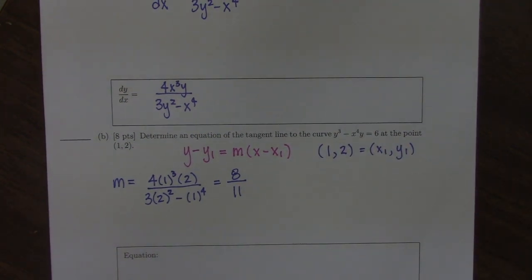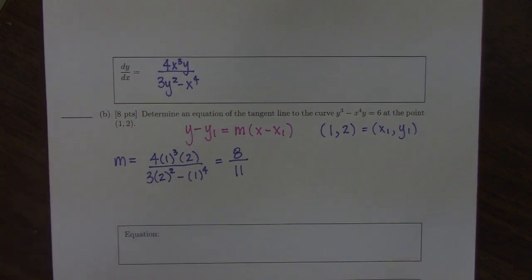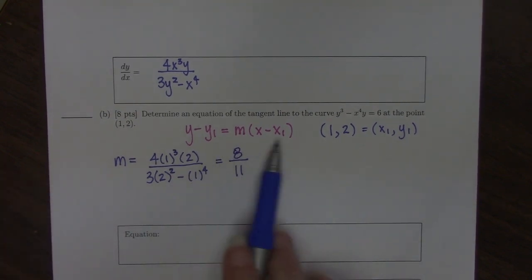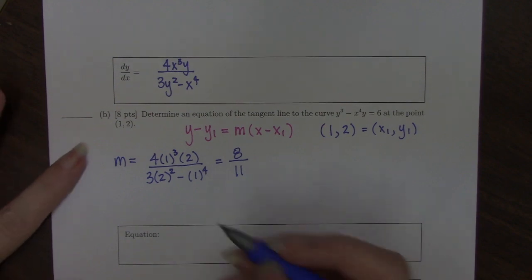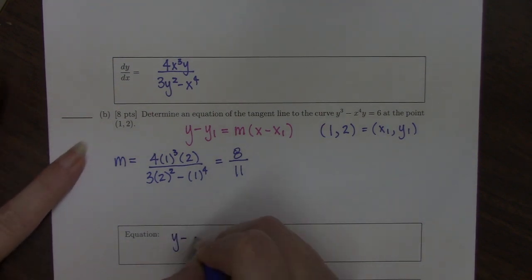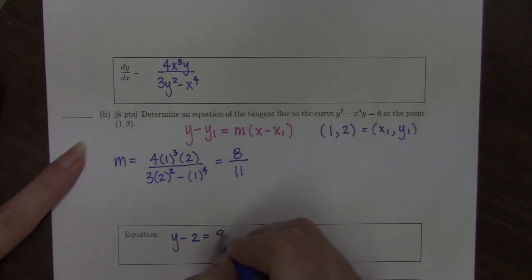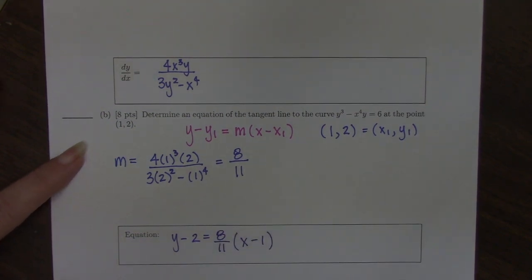You don't have to simplify your line. So all I need to do is plug my slope and point into this equation, and I'm done. So y minus 2 equals 8 over 11 times x minus 1, and I'm done.